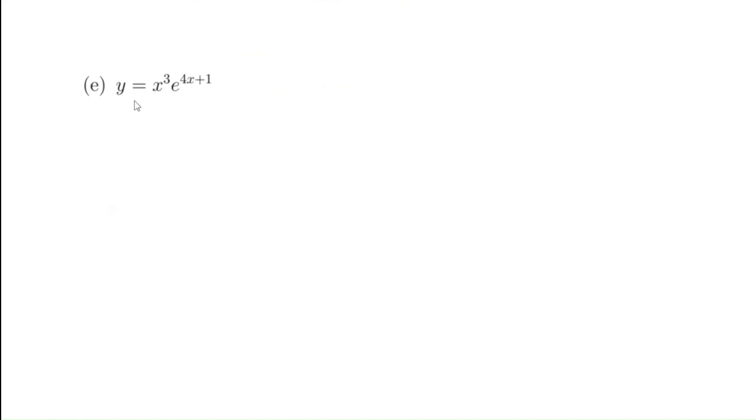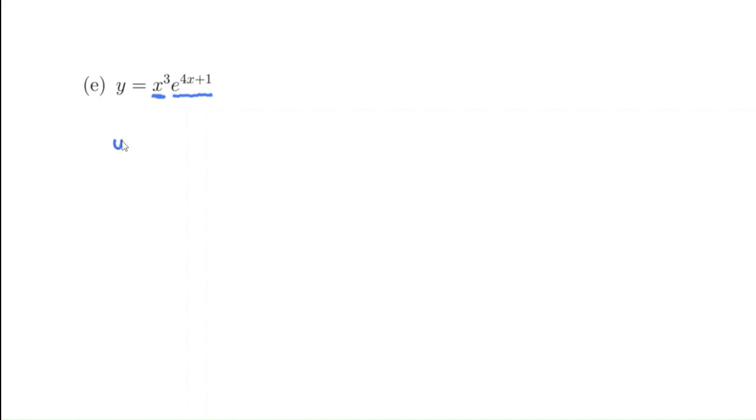Now let's look at two more examples real quickly here where we have to combine some derivative rules. So notice we have x cubed times e to the 4x plus 1. We actually have a product of functions. We have a first function, x cubed, times another function, e to the 4x plus 1. So how do we take the derivative? Well, to take the derivative, we're going to have to use the product rule. We can't just do the derivative of the first function times the derivative of the second, right? We have to use the product rule.